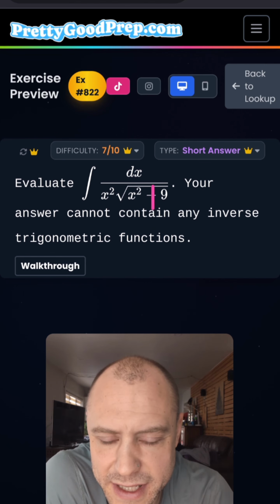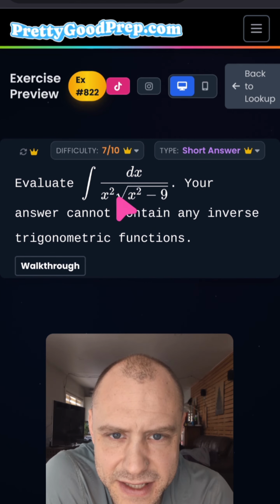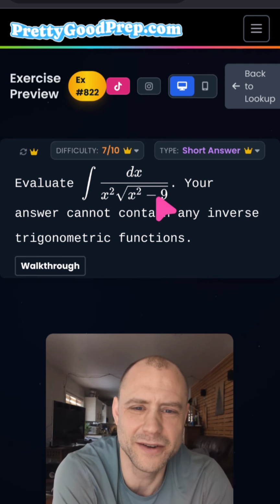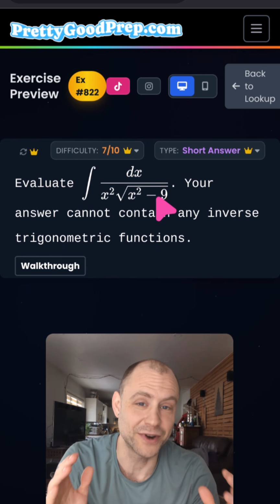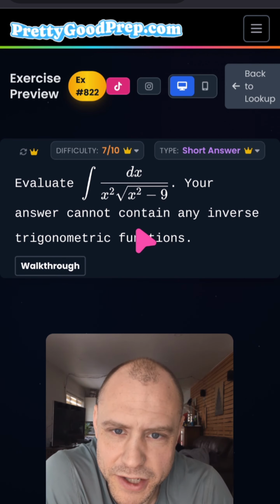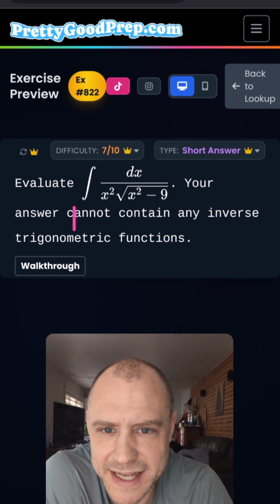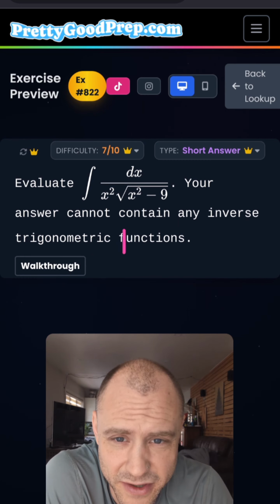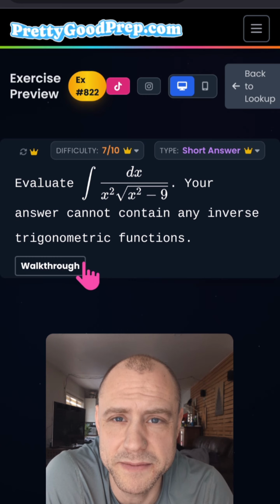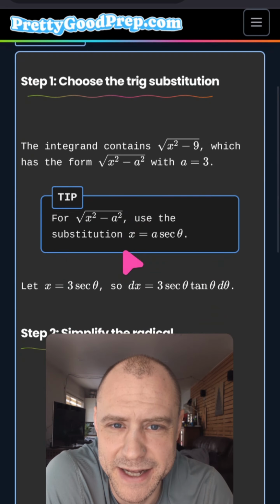So when you look at this, you're gonna think trig substitution because of these square roots and these squares. Of course they can trick you, and they often try to trick you, but we are gonna try that. Especially because they say your answer cannot contain any inverse trigonometric functions. So we're thinking trig substitution is going to be very likely here.